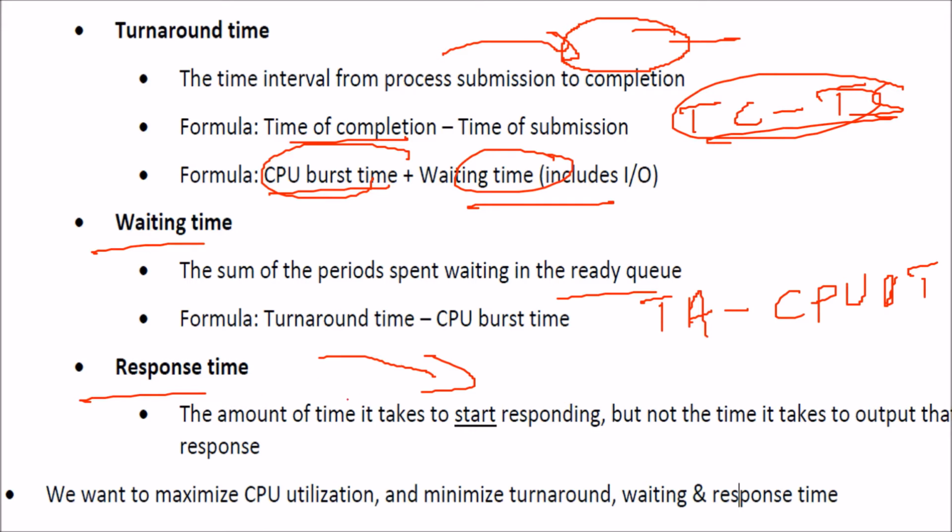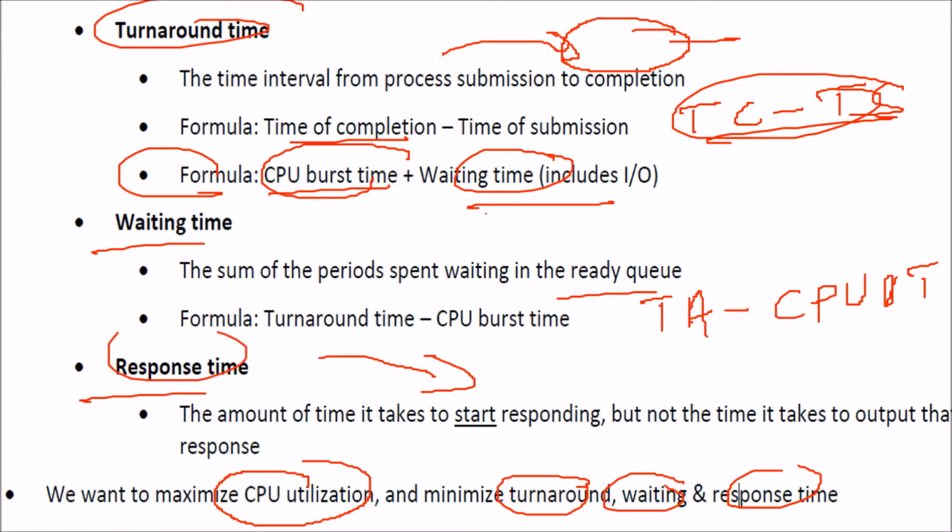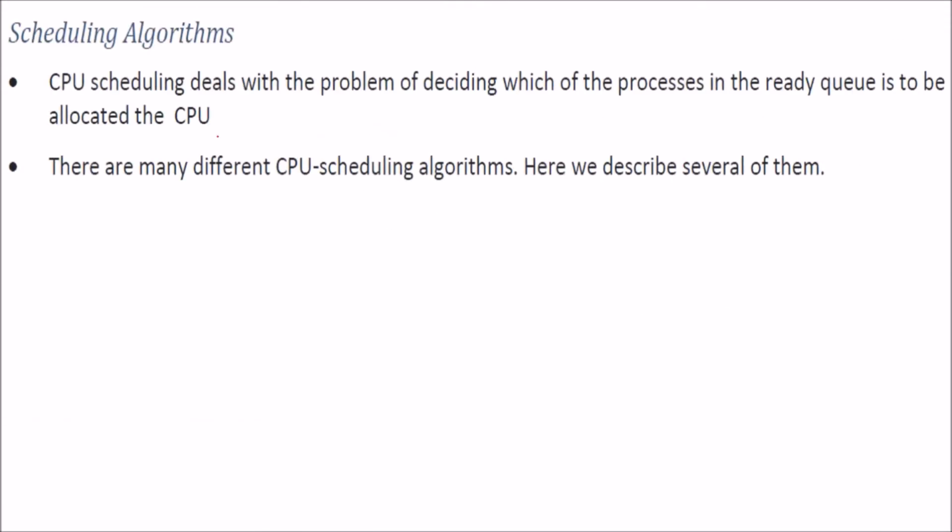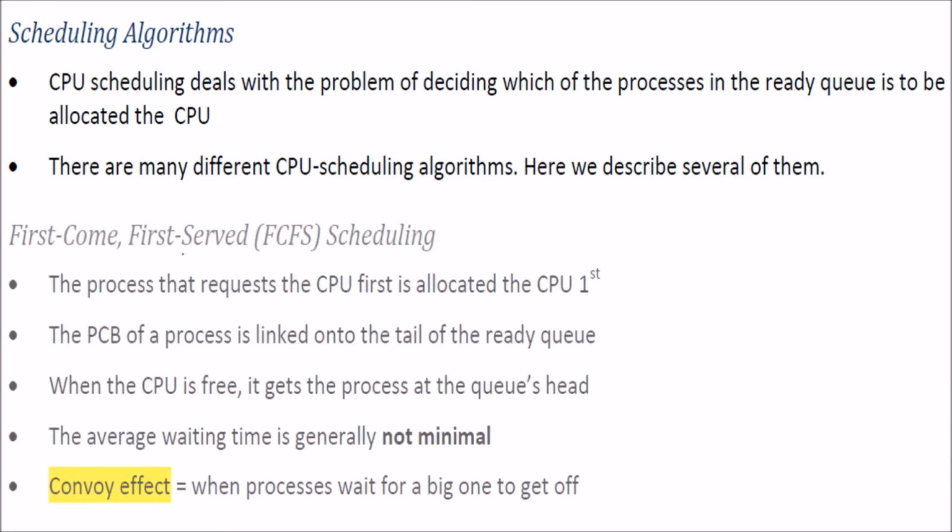So what is our criteria when we are dealing with CPU scheduling? First of all, we want to maximize the CPU utilization, we want to maximize the throughput, and we want to minimize the turnaround time, waiting time and response time. All three of these have to be minimized as much as possible. Scheduling algorithms decide which process has to be selected from the ready queue and allocated to the CPU. They are various. First of all, first come first serve.